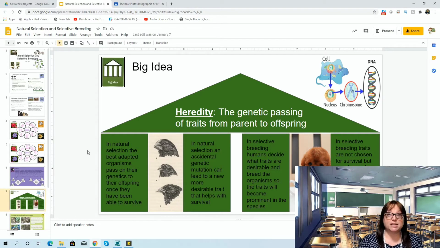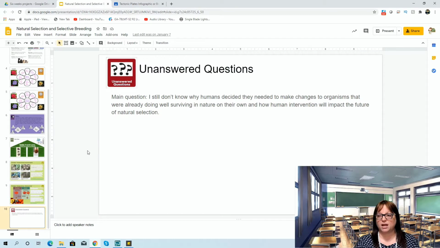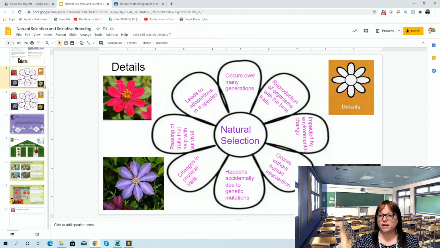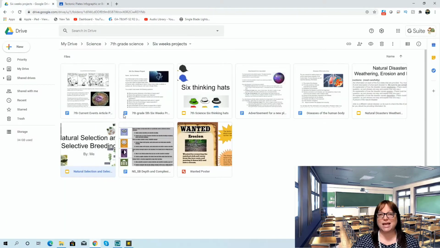Well, then the big idea leads to elaboration. Okay, elaborate on how heredity has to do with selective breeding and natural selection. So you're elaborating. Multiple perspectives, okay, and unanswered questions. What questions do you have still? All right, so you're doing all of these creative things in one concept.